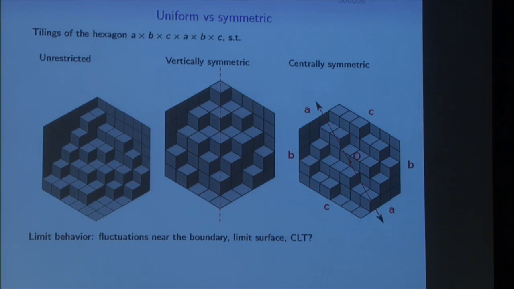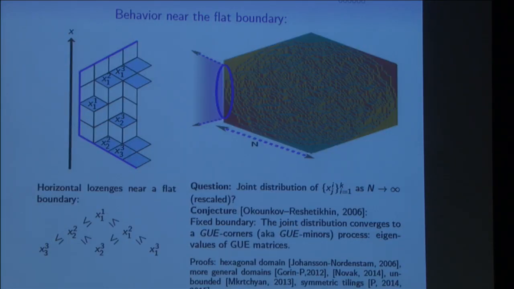And one of the reasons I did this is exactly because one could apply the same methods I will show you in a moment to this case. And then you ask the same questions. Fluctuations near the boundary, limit surface, CLT, Gaussian free fields, and so on. Okay, so here is the main conjecture about the distribution of the horizontal lozenges near the boundary. It comes from Okounkov and Reshetikhin's paper in 2006, where they give a more intuitive explanation of why this should be true, but in order to prove this rigorously and mathematically, it's a bit more complicated.